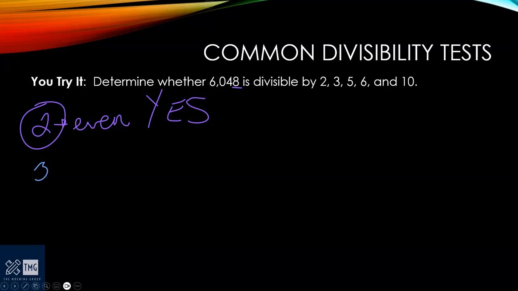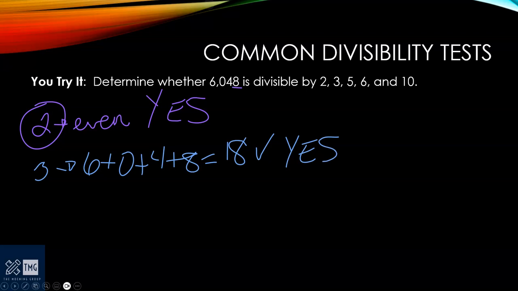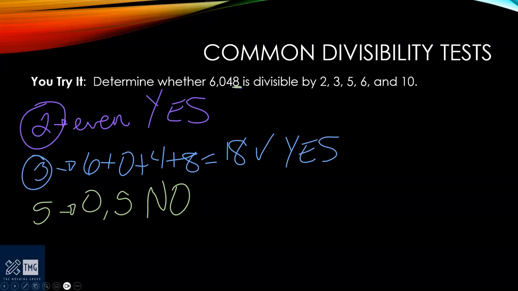Next, we look at 3. Remember for 3, we need to add the digits together. So 6 plus 0 plus 4 plus 8 gives me 18. Well, we know easily that 18 is divisible by 3. So this is a yes, it is divisible by 3. Let's go on to 5. To be divisible by 5, the last number must be 0 or 5. I look at the last number, it's an 8. So this is a no.